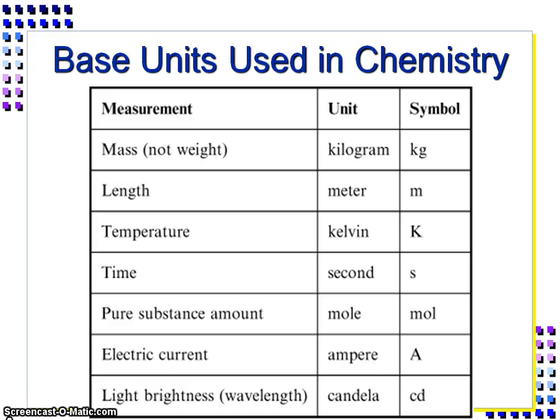Amount of substance, that's the mole, abbreviated mol, and that will be the subject of the next lesson, lesson 4. Electric current is amperes. You've probably heard somebody talk about amps before. That symbol is A. And light brightness is candelas, and that symbol is cd. I just usually remember that candles give off light.